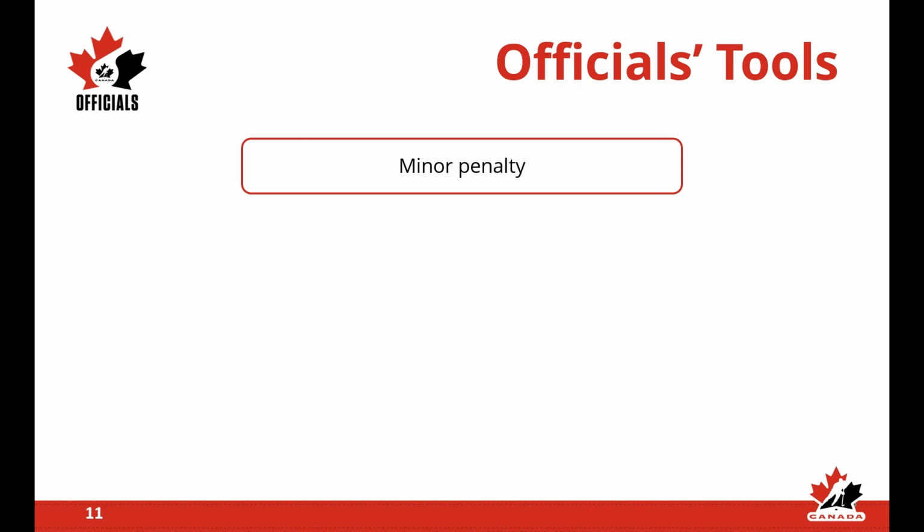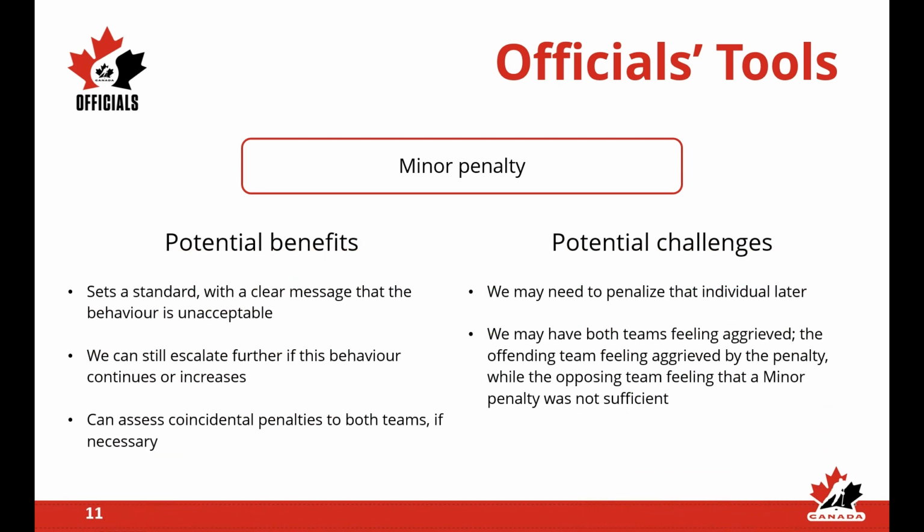Then our next options or tools to look at would be minor penalties. And again, some potential benefits: sets a standard with a clear message that the behavior is unacceptable. We can still escalate further if this behavior continues or increases. And you can assess coincidental penalties to both teams if necessary. Some challenges with the minor penalties may be we may need to penalize that individual later, and we may have both teams feeling aggrieved. The offending team feeling aggrieved by the penalty, while the opposing team feeling that a minor penalty was not sufficient.